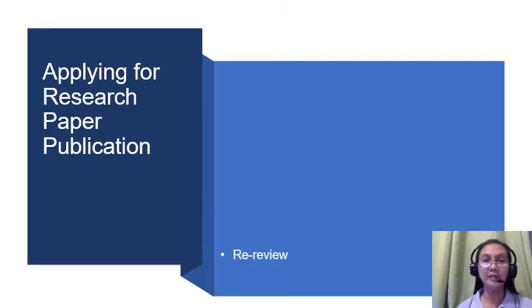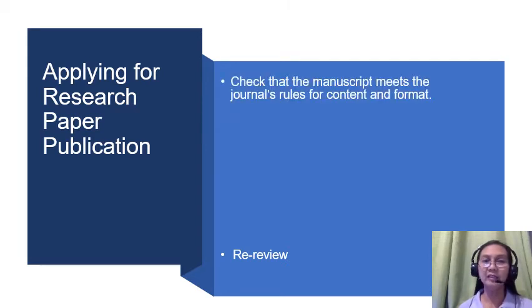If you apply your research paper for publication and submit it to the editor, the following steps will be done. First, check that the manuscript meets the journal's rule for content and format. Second, it will undergo peer review. The editor will send the manuscript to 2 or more experts in the field to get their opinion. The experts, whom we call peer reviewers, will then prepare a report that assesses the manuscript and return it to the editor.